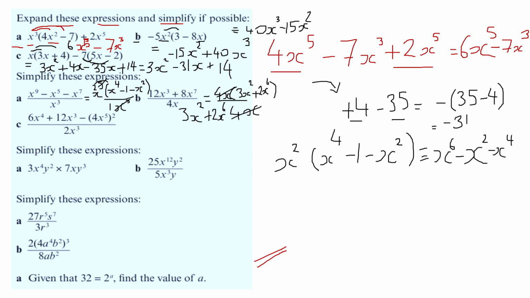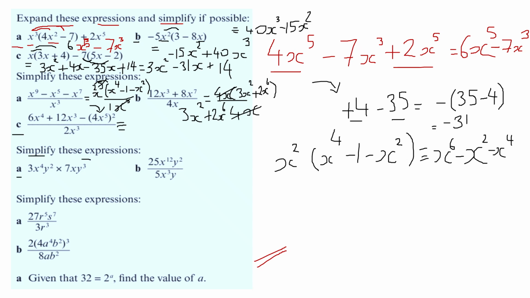For part C, I'm going to let you guys have a go at this. But again, simplify the numerator first, factorize out if you can a 2x cubed, and then cancel down. So this is your time to practice that for part C. Next up, simplify these expressions.